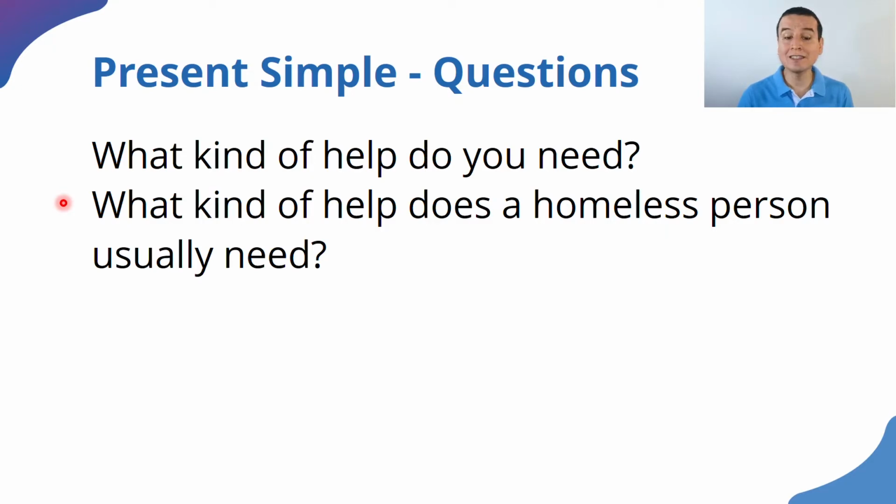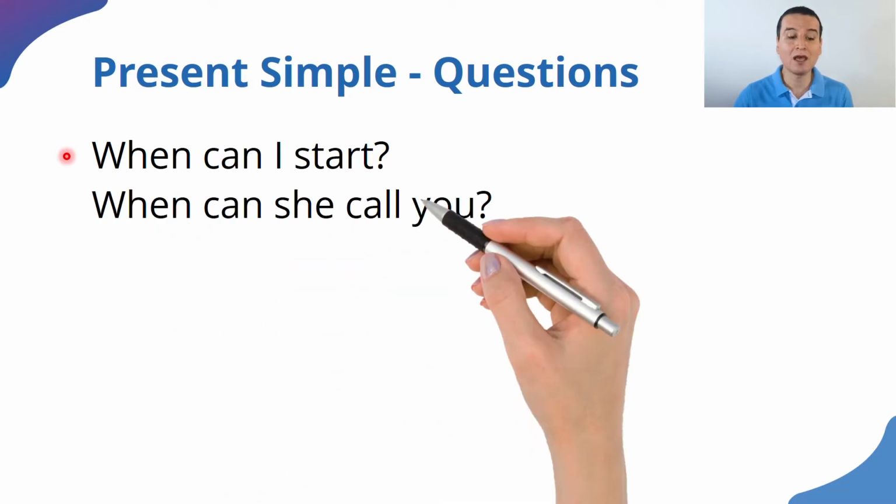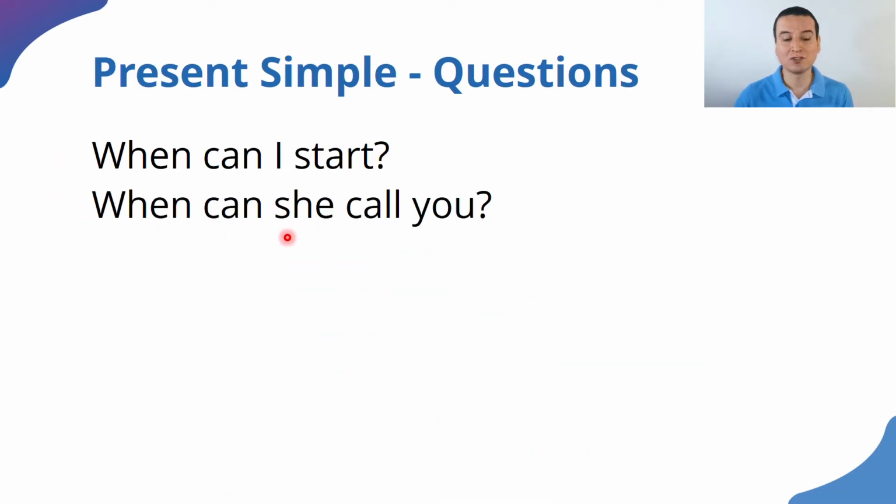As you can see, not necessarily can we have one word that expresses the subject of the sentence, but a phrase like a homeless person. So what kind of help does a homeless person usually need? It's like saying, what kind of help does he or she need? The same thing applies when we're using other types of auxiliaries, like when we say, when can I start? When is the information word, can is the auxiliary, and then we have the subject. When can she call you? So as you can see, can doesn't change when using it with different subjects, but it works fine in the same way as any other auxiliary.